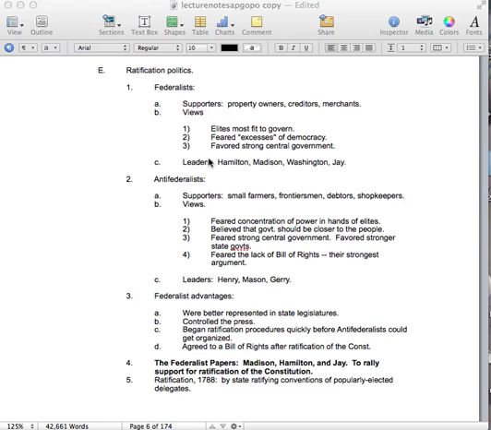The Federalists were the supporters of the Constitution, and so they wanted the Constitution as it is written. Who were they? Property owners, creditors, merchants. Their view is that the elites are most fit to govern.